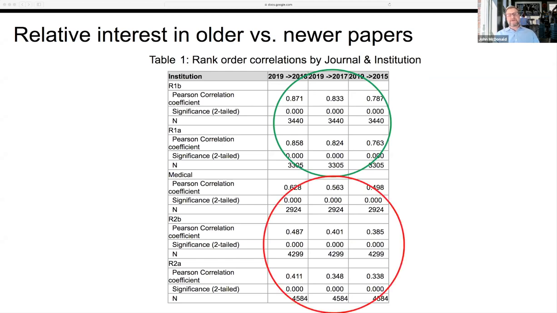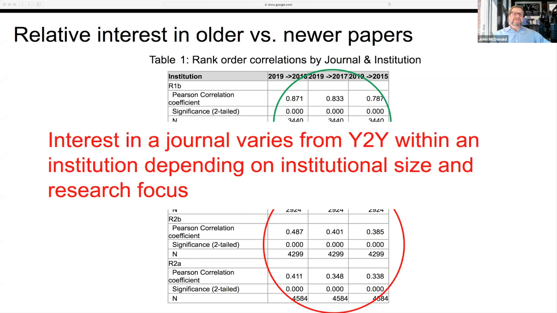But then for the other ones, and surprising to us, the medical school as well, the interest in older versus newer articles by journal actually does fluctuate quite a bit. So our determination on this one is that interest in a journal does vary year to year within that institution, and it's dependent really on institutional size and research focus.